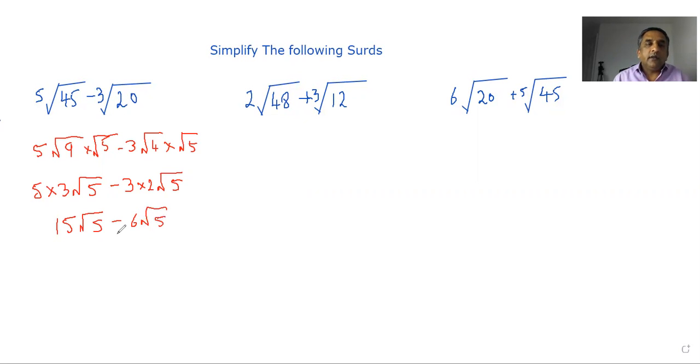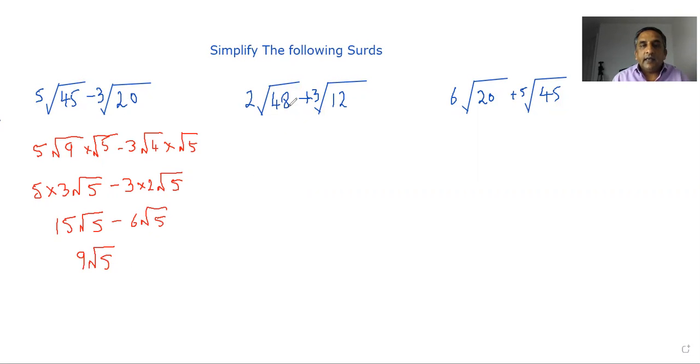Right? Now, both the numbers inside the square root are the same. You see 5 and 5. So it means we can subtract these two surds. So we take away 6 from 15. So we get 9 square root of 5. And that's it. That's the answer.